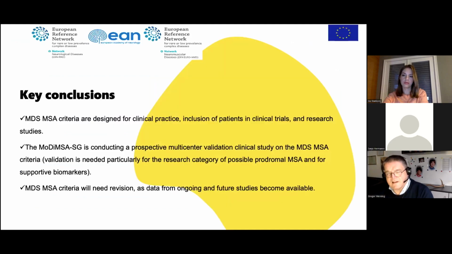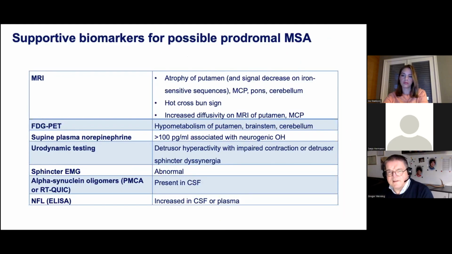So whether these features, go back again, sorry, whether these features are really all of them equally important or not to predict MSA in a possible prodromal pattern of the disease remains to be determined in future studies. Next slide.